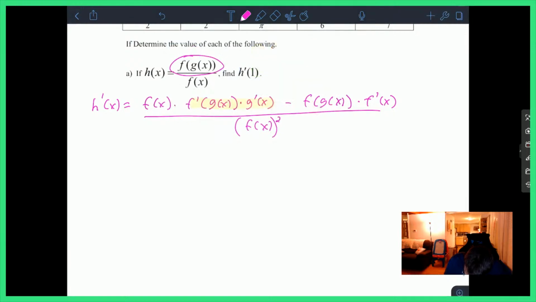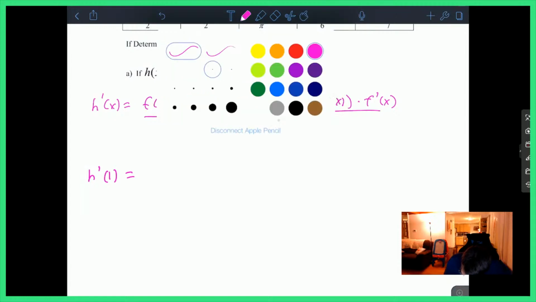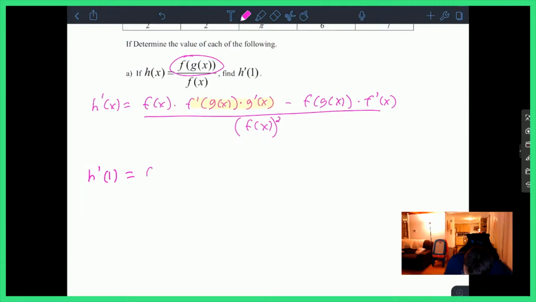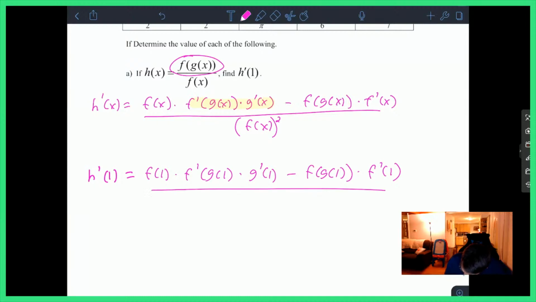Oops. So h prime of 1 is equal to, still a little thick. We'll go down. So I need to do f of 1 times f prime of g of 1 times g prime of 1 minus f of g of 1 times f prime of 1, all over f of 1 quantity squared. So let's go ahead and solve this thing out.